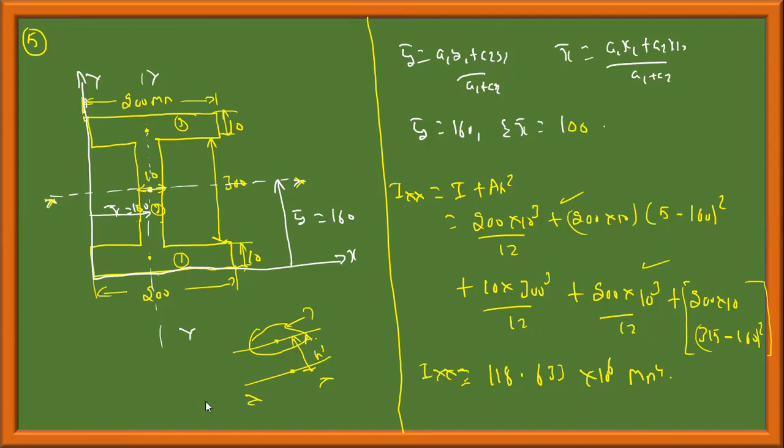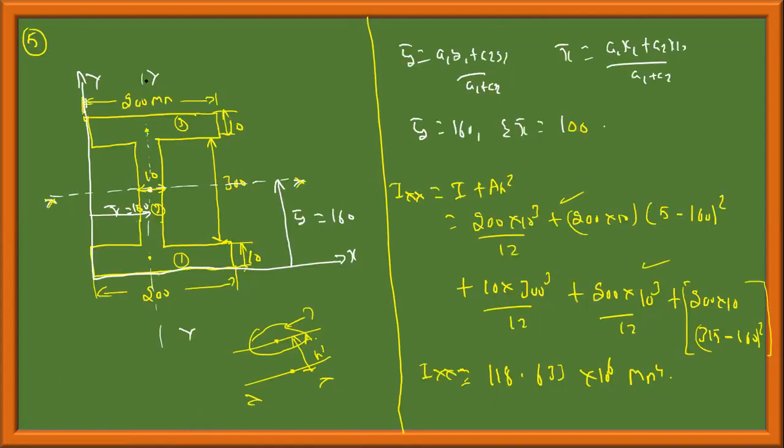I found IXX. Okay, I found IXX, but I cannot come to a conclusion that this is the axis upon which the moment of inertia is minimum. I have to find IYY also. Since you can see here, this is the YY axis, and this is passing through the centroid. All the parts are centered, so there is no parallel axis theorem coming into the picture. Directly, I can write the formula.